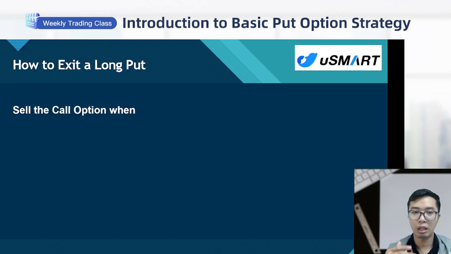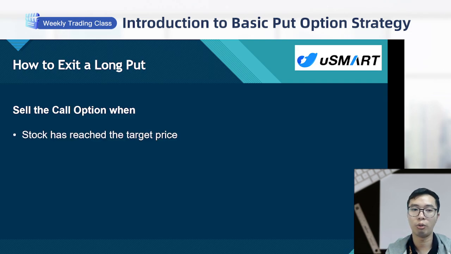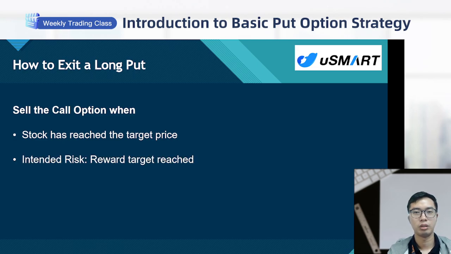Next I will talk a little bit about risk management, on how to exit a long put. When it hasn't reached the expiry date and the stock price has reached the target price, I usually just close everything. Why? Because you don't want to risk it when it suddenly drops back, right? So when we hit the target, we just close it. Don't be greedy in the market.